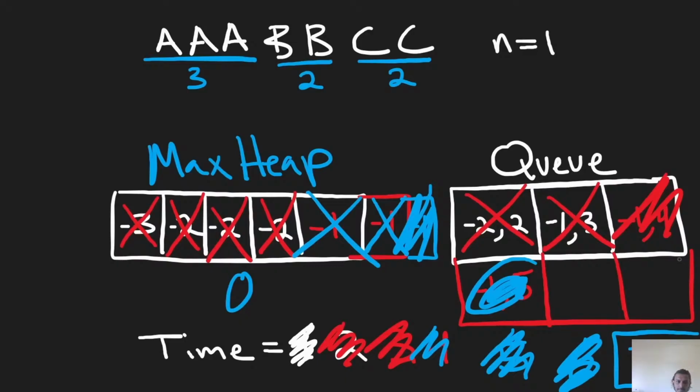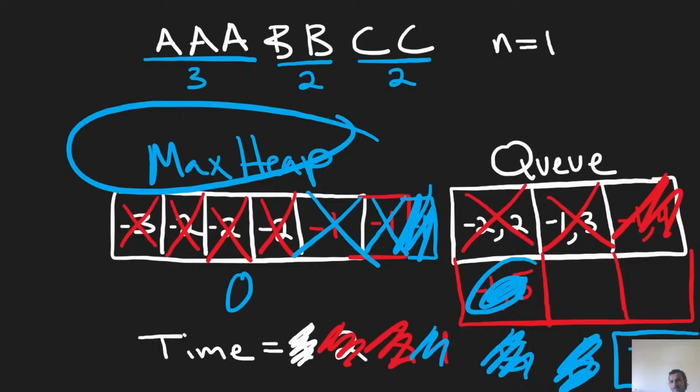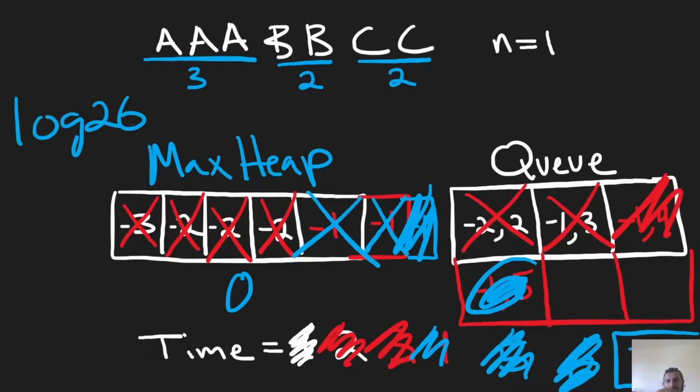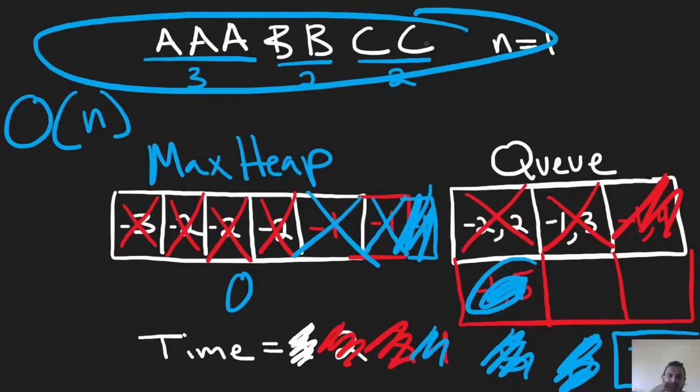And that's pretty much the entire algorithm. So that's what I'm going to be following. Even though popping and pushing to a max heap is usually a log n operation, in this case, it's really going to be a log 26 operation. So the overall time complexity in this case is really just big O of n because we have to just go through every single task. Okay, now let's write the code.